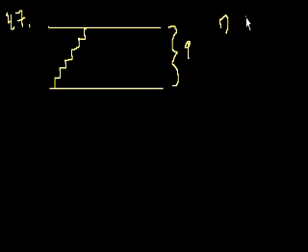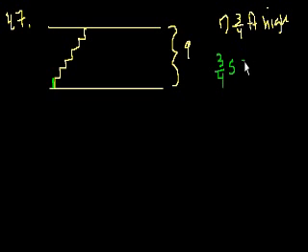Each step is 3/4 foot high. Well, this by itself should give us enough information, right? Because each of these distances, I'll do it in green, is 3/4 foot high. So to figure out how many total steps to get to the top, you just say 3/4 times the number of steps is going to be equal to 9. And then you could just solve this by multiplying both sides by 4/3.